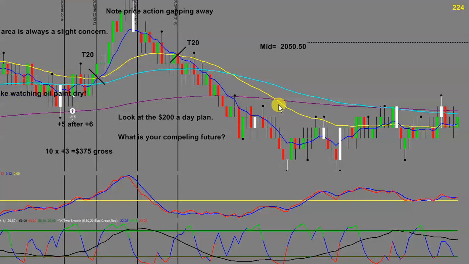I've mentioned about the T7, the T25 we've spoken about. Okay, now read the live trading room.